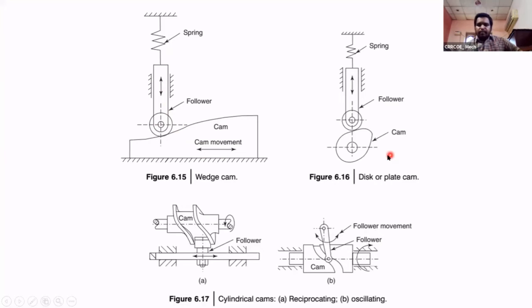Here, this is called the disc cam. Here, the cam is rotating. The cam is revolving. The rotation of the cam is converted into reciprocating motion of the follower. The cam is rotating and the follower is reciprocating up and down.